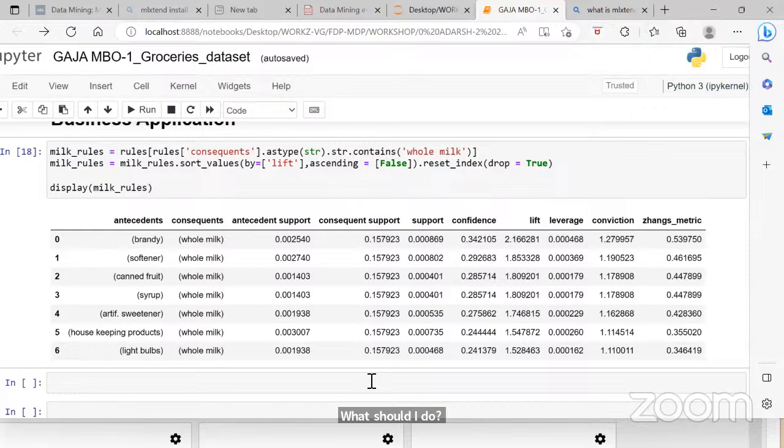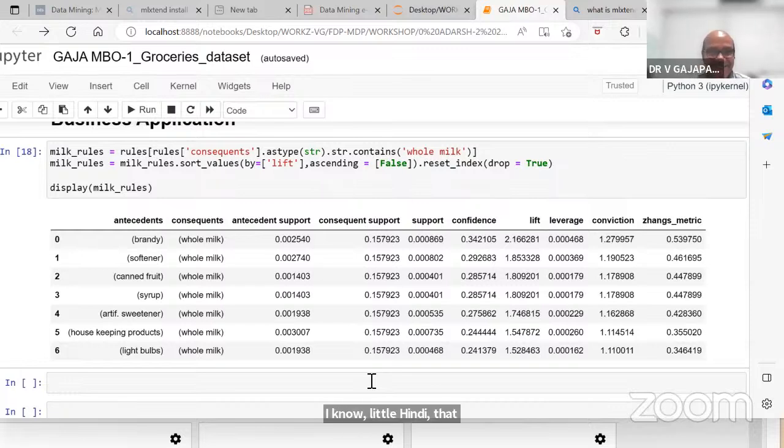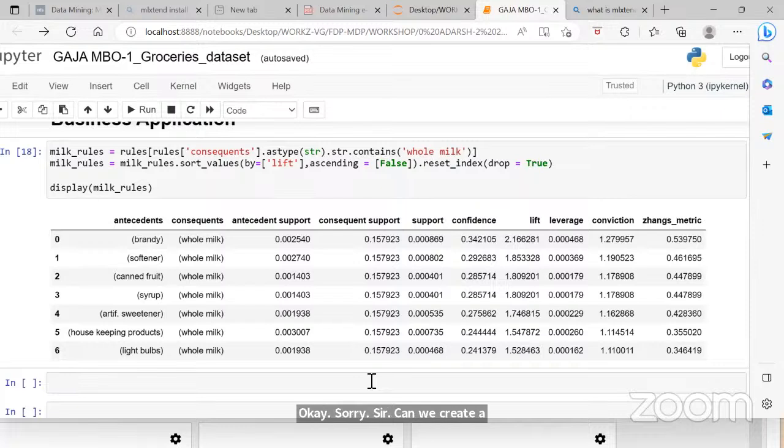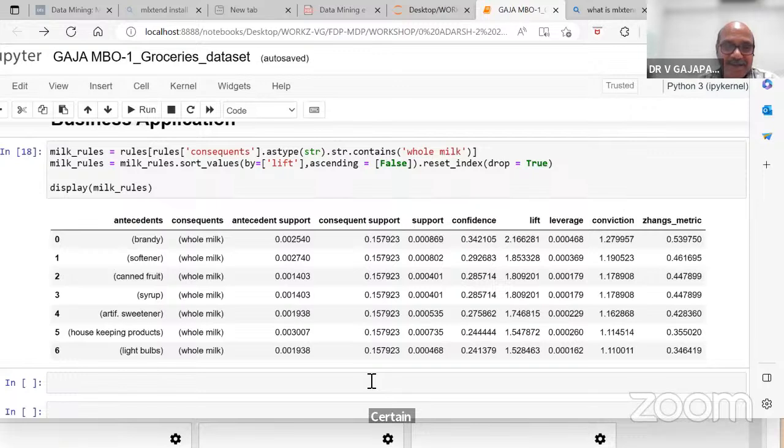To increase sales, sir, we can create a basket by combining these. Sorry, sir. Can we create a basket that can increase the sale? Okay, what basket will you create? Correct.